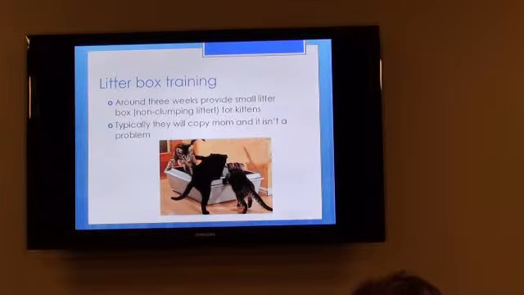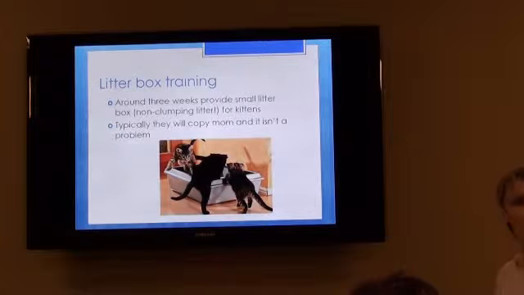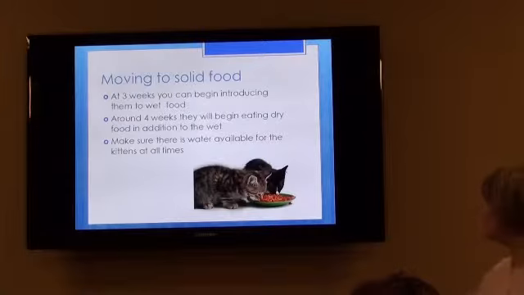Around 3 weeks, you'll get the small litter box and the non-clumpy litter for the kittens, and they'll just copy mom and learn how to do it. It takes them a while, but mom keeps it cleaned up for you at that point. Then about 3 weeks, you begin introducing them to wet food. Up until then, they've just been getting their nourishment from mom. And then at 4 weeks, you can add the dry.